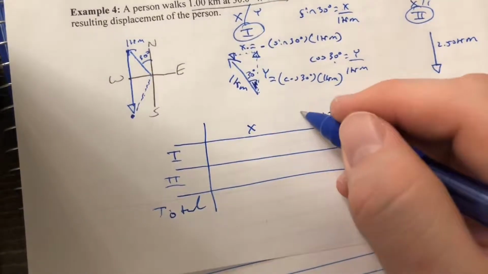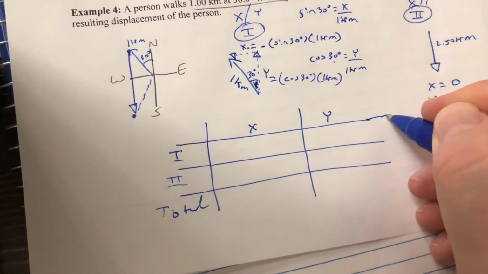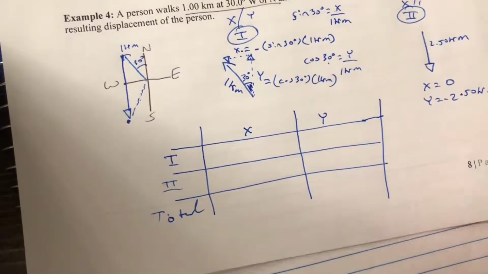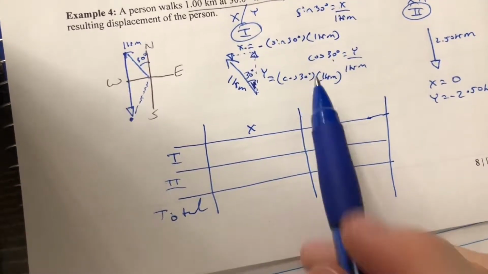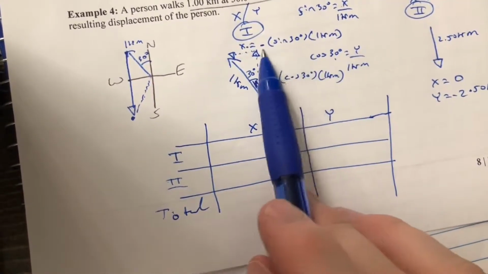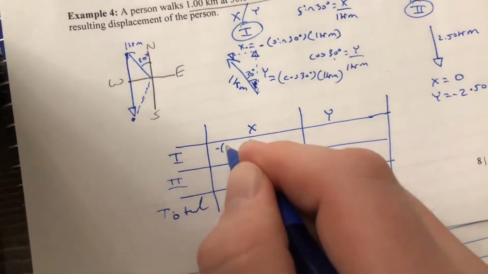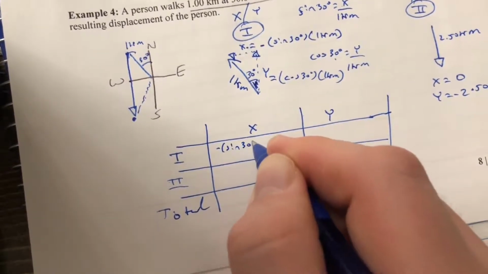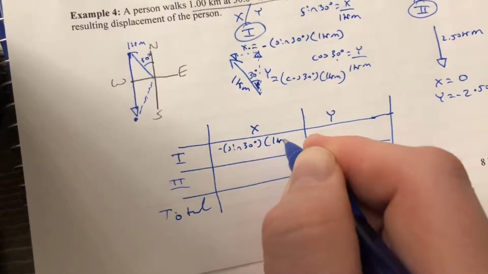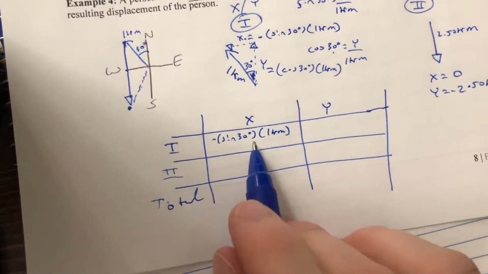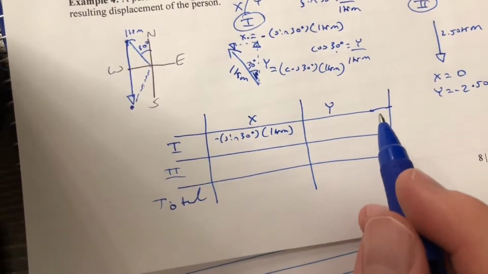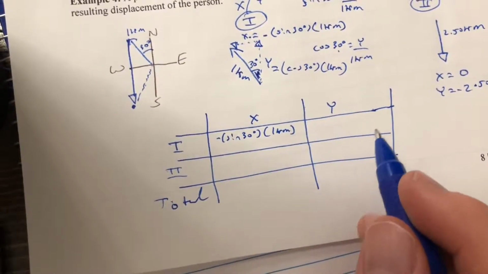I'll kind of go like this. Hopefully I got enough space. And what we're gonna do is just fill out our table based on what we have here. So for the first one, it's negative sine of 30 times 1 kilometer, which is basically just times 1. So it'll be just, what is the negative sine of 30?